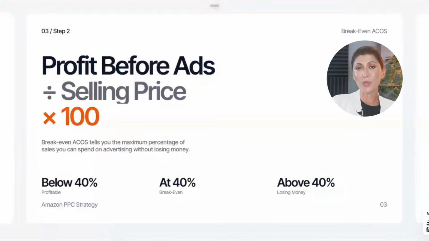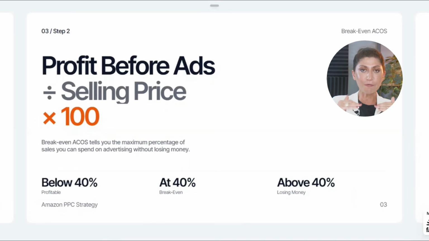In the case of what we did before, we took our profit before ads, which was 40 dirhams. We divided it by our selling price, which is 100 dirhams, and multiply it by 100. So it gave us 40%.